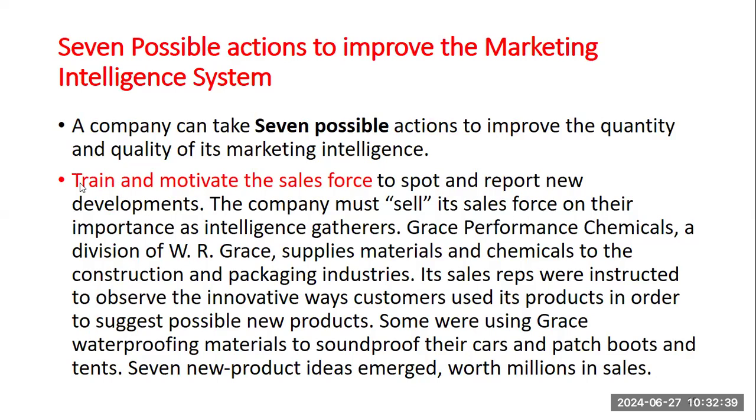So then, seven possible actions to improve the marketing intelligence system, right? Seven possible actions to improve the marketing intelligence system. So then a company can take several possible actions, right? One is train and motivate the sales force.